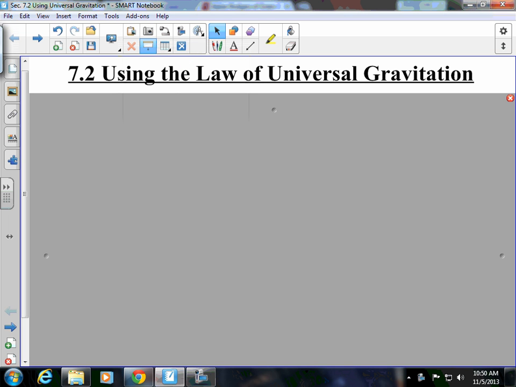All right, 7.2. In 7.1, we talked about planetary motion, which is kind of ancient studies. I mean, a few hundred years ago, we were saying how planets move. In 7.2, now we're using these laws to our advantage. And why? How are we going to use these laws to our advantage?